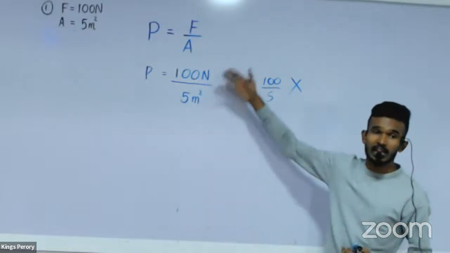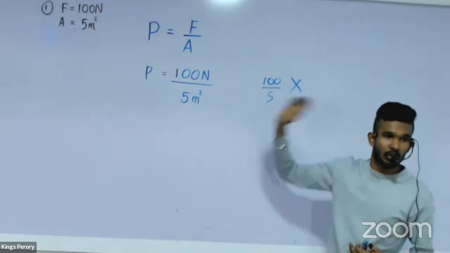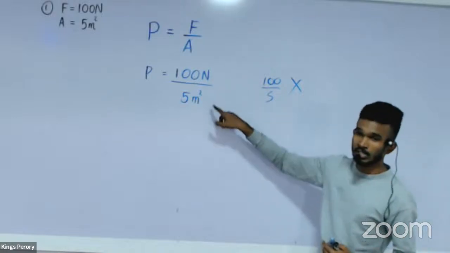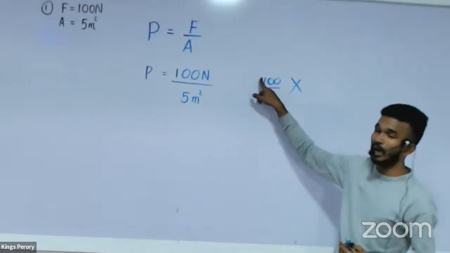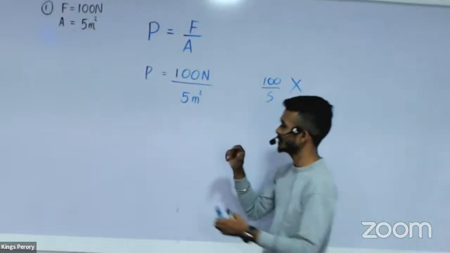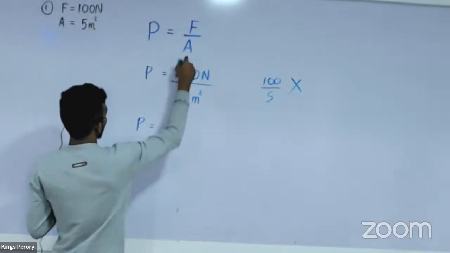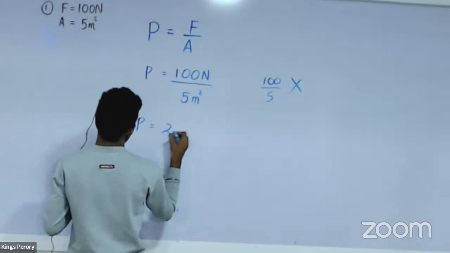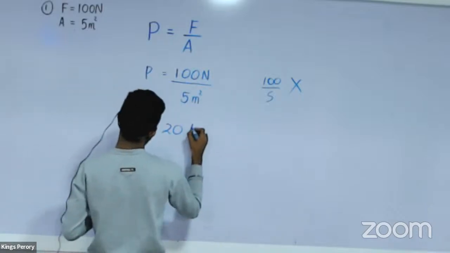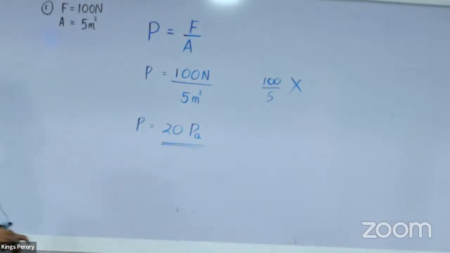In physics, we are dealing with quantities. In maths, you deal with numbers. So here, don't only write the number, write also the unit. If you write only the number, it's like half dressed. Don't make them half dressed. Fully dressed, beautiful people. Hurry. So, what's the value? 100 divided by 5. How much? 20 Nm to the power minus 2. Directly we can write down Pascal. 20 Pascal. Okay.